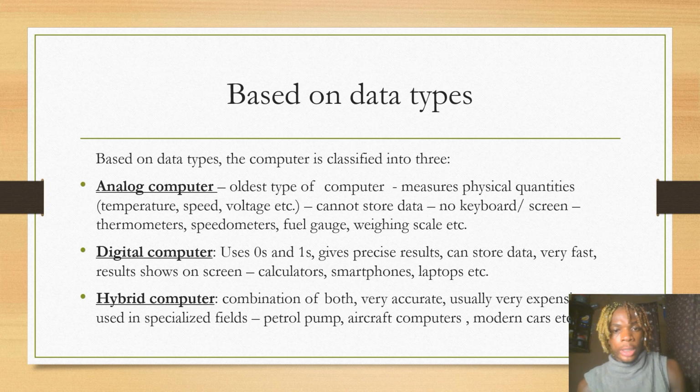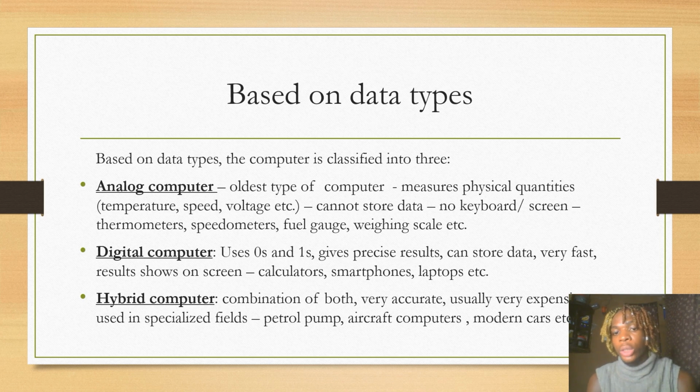Based on the data types, computers are classified into three: the analog computer, the digital computer, and the hybrid computer. Now let's talk about that. Going to the analog computer, we know that the analog computer is the oldest type of computer. It measures physical quantities, for example, temperature, speed, and voltage.